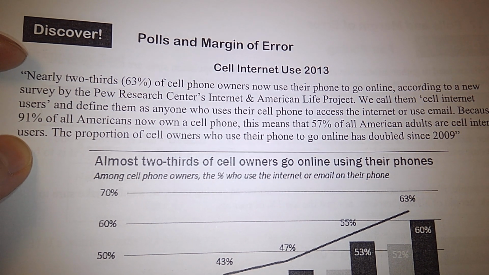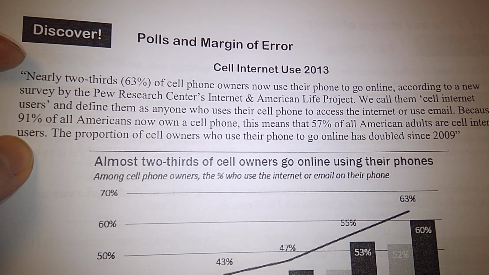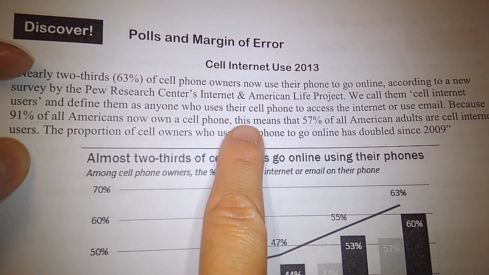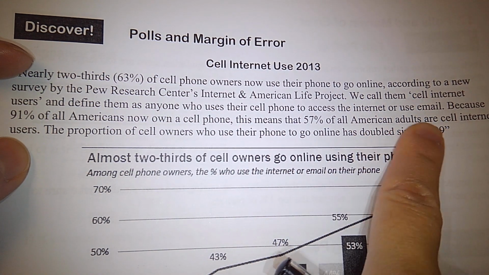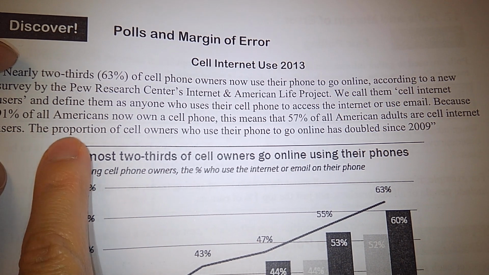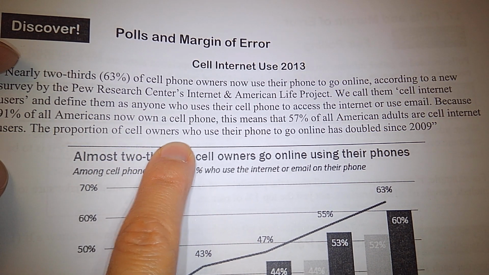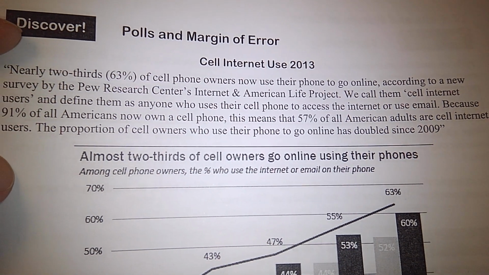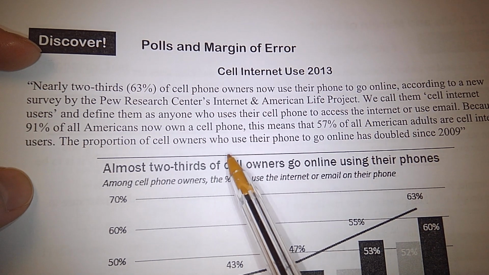Nearly two-thirds, 63% of cell phone owners now use their phone to go online, according to a new survey by the Pew Research Center's Internet and American Life Project. We call them cell internet users and define them as anyone who uses their cell phone to access the internet or use email. Because 91% of all Americans now own a cell phone, this means that 57% of all American adults are cell phone internet users. The proportion of cell owners who use their phone to go online has doubled since 2009. Okay, very good, thanks. So in this paragraph we talk about what?